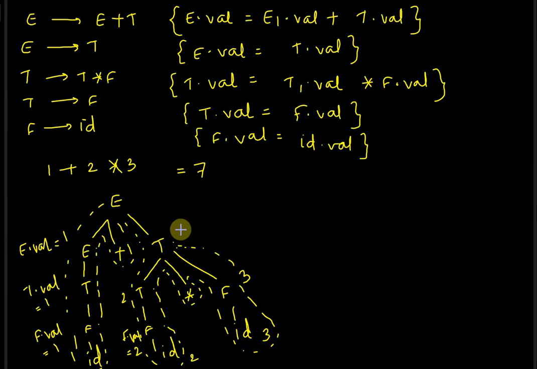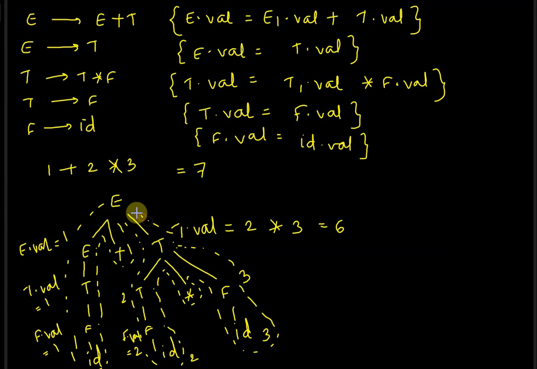It is T dot val. So that is, I am computing T dot val is equal to T1 dot val, which is the value on the left hand side. What is T1 dot value? What is the value associated with this T dot val? It is 2. Into what is the value associated with F here, which has been propagated? It is 3. So T dot value at this point will be equal to 3 into 2, that is 6. Fine. Now we are at this point.